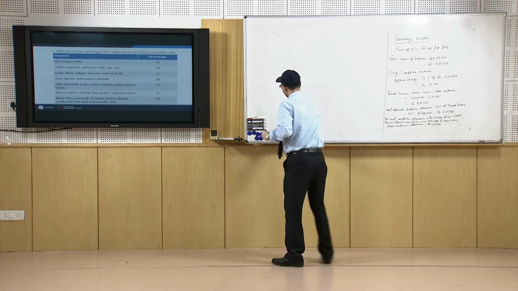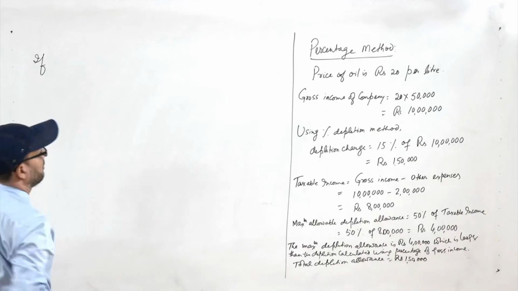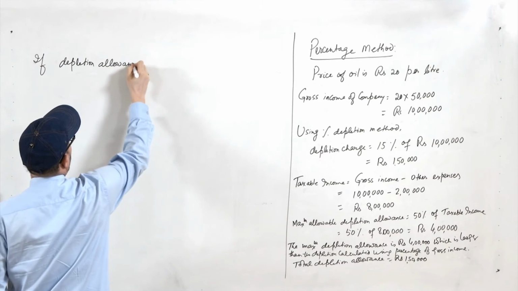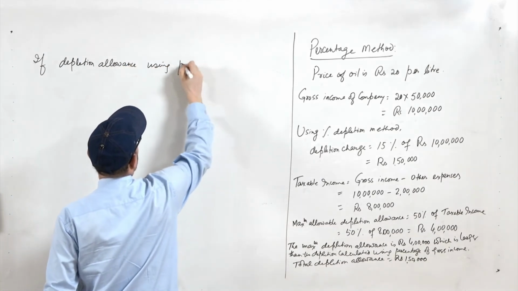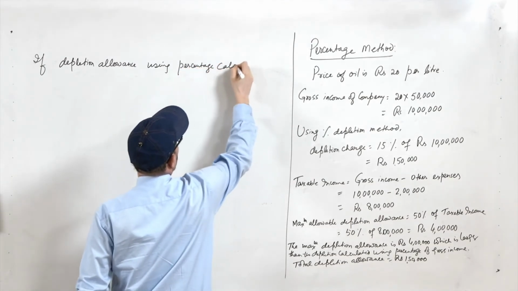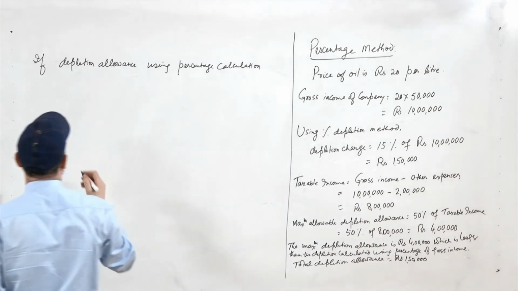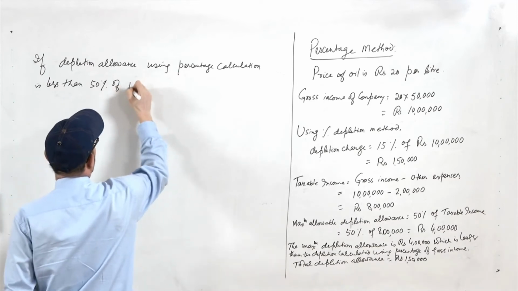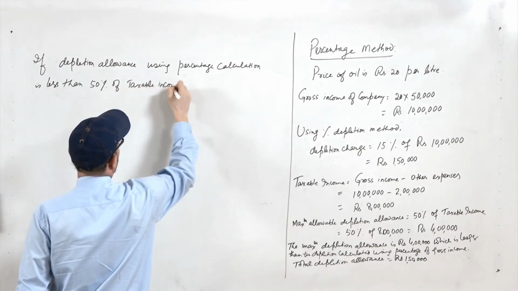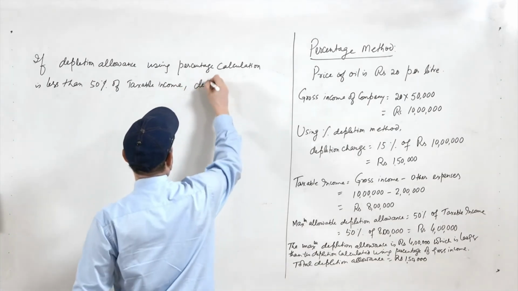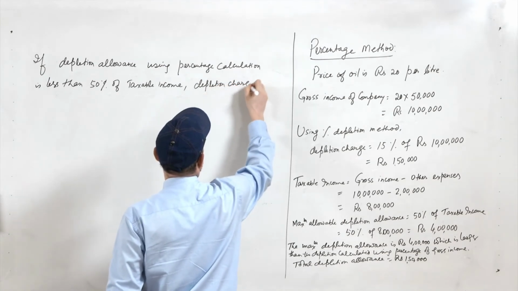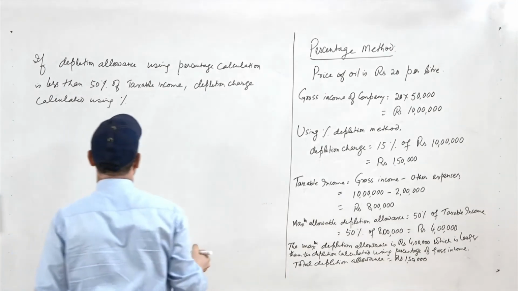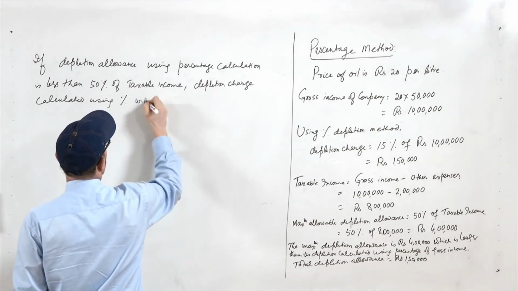So, what we see, if the depletion allowance using percentage calculation is less than 50% of taxable income, the depletion charge calculated using percentage will be taken.